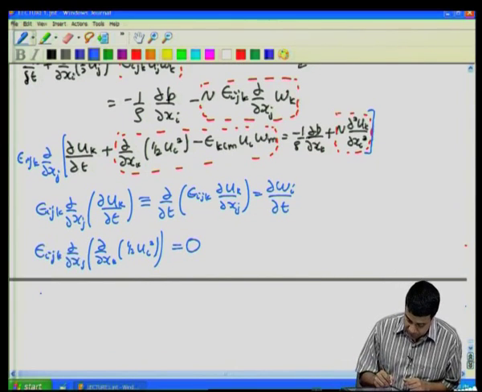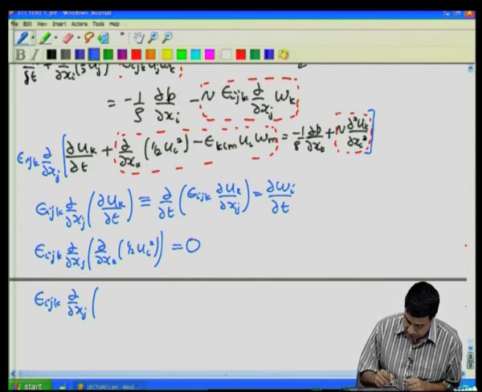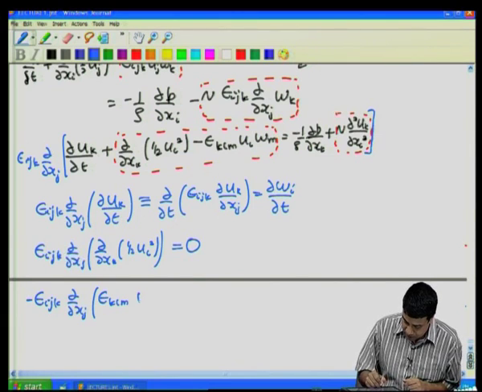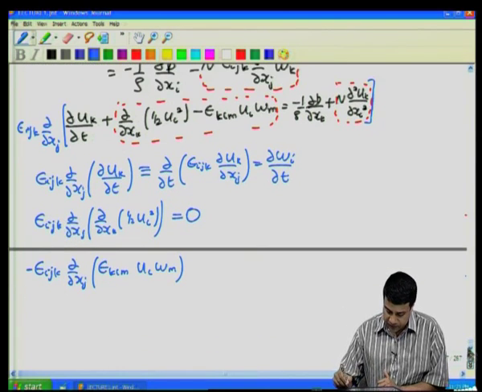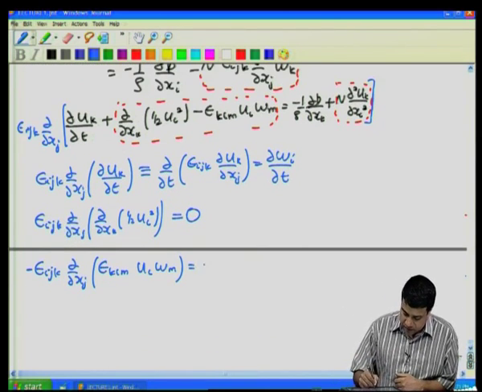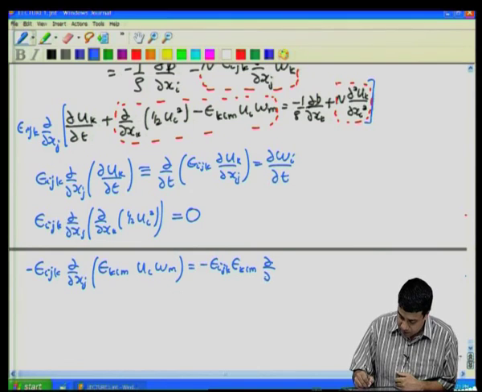The next term is epsilon i j k, partial by partial x j of, there is a negative sign there, epsilon k l m u l omega m. This term turns out to be important, so I will spend a little bit of time on this one. I can just write it in terms of the epsilons as minus epsilon i j k epsilon k l m, partial by partial x j of u l omega m.